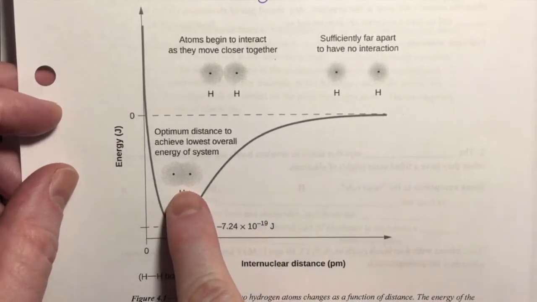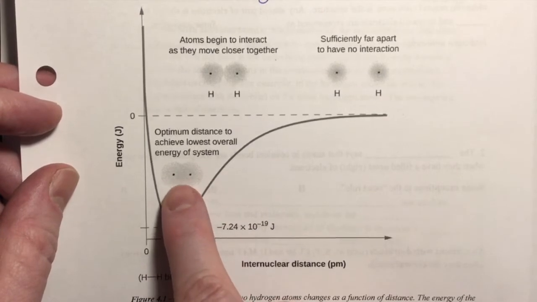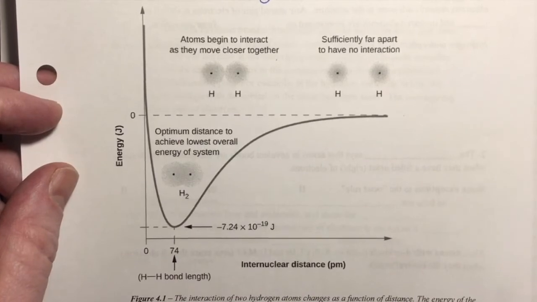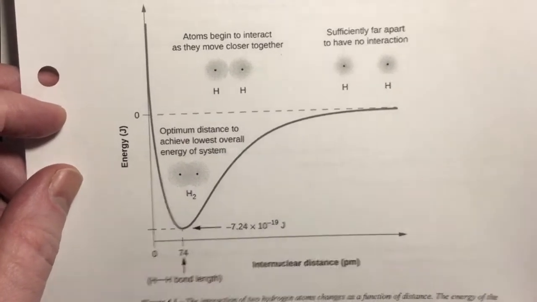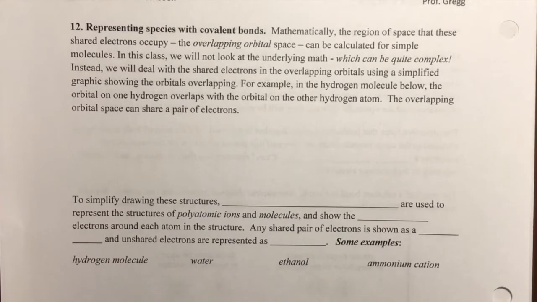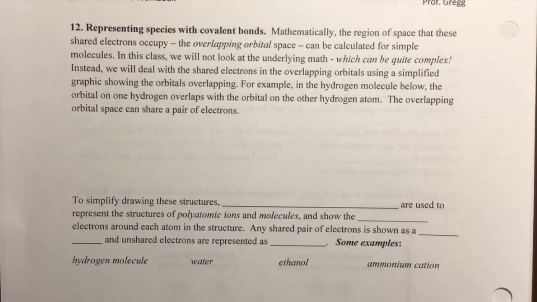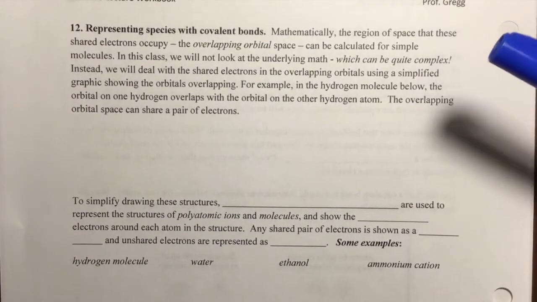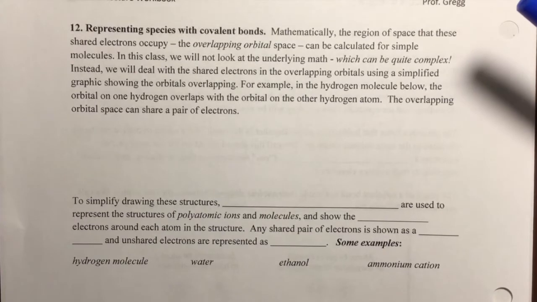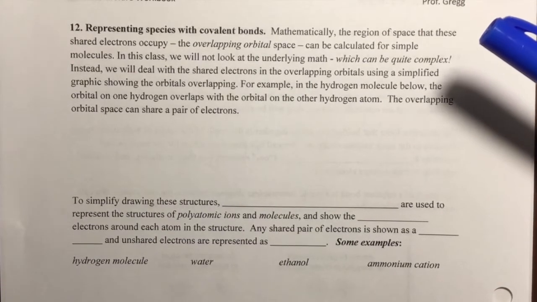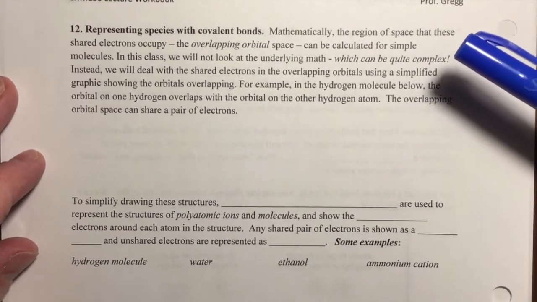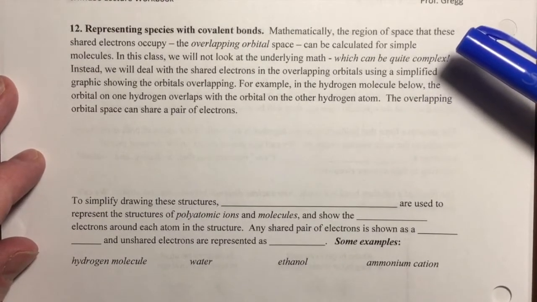Well, I could represent a covalent bond by drawing two nuclei and the electron clouds around them, but that would get to be really tedious for larger molecules. There are other ways that I can draw it as well. I could show orbitals overlapping and so forth. Mathematically, these orbitals can be calculated for simple molecules, but we're not going to do that in this class, and the math is fairly complex. So instead, there are a couple of simple ways that we're going to show a covalent bond.